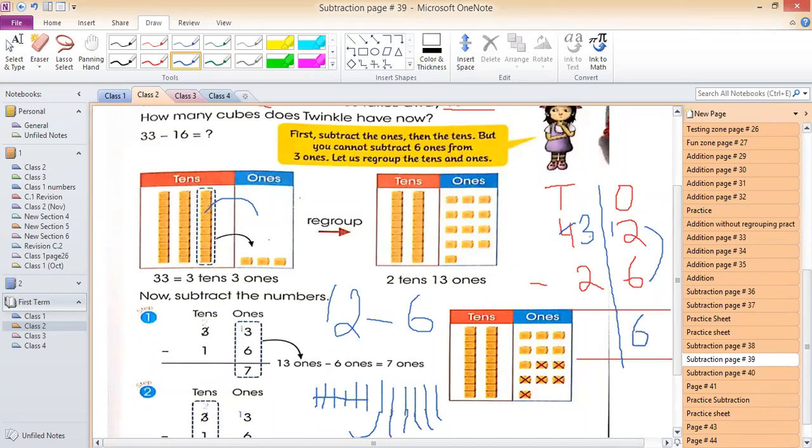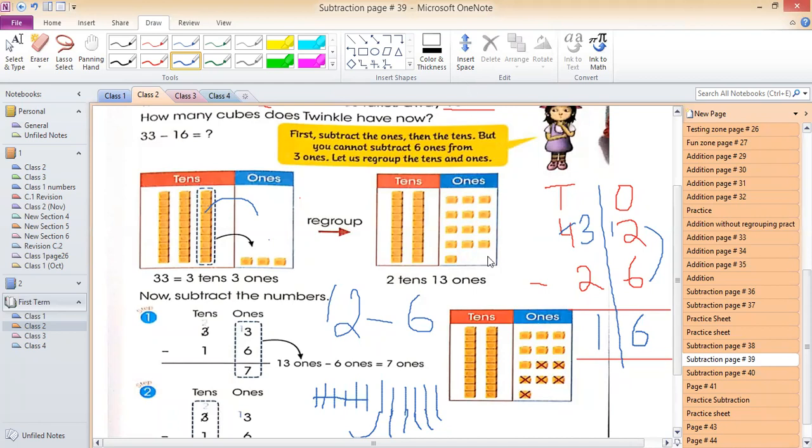Now you have to subtract the tens, 3 minus 2, because it is not 4 now. Why? Because it has given 1 ten to the ones. It is 3. 3 minus 2 is equal to 1. So the answer is 16.